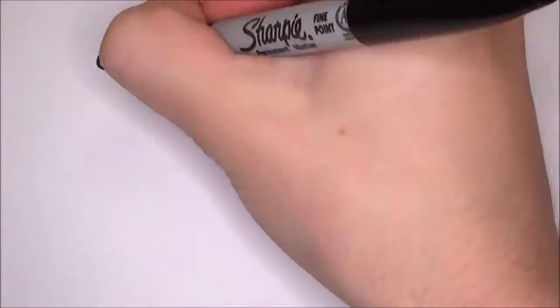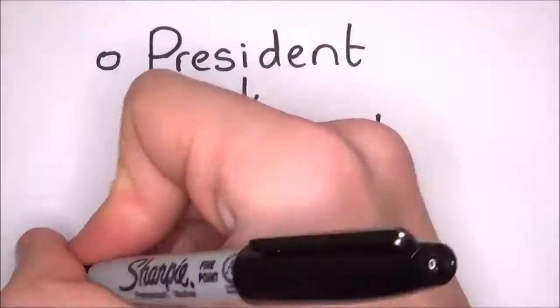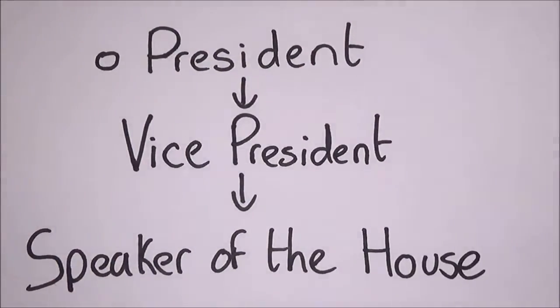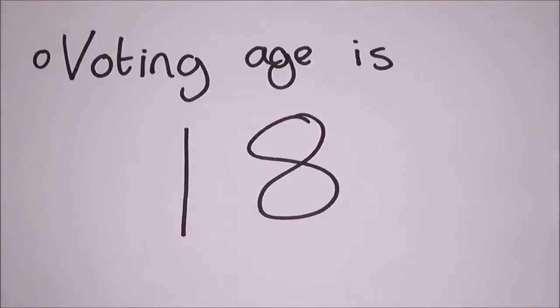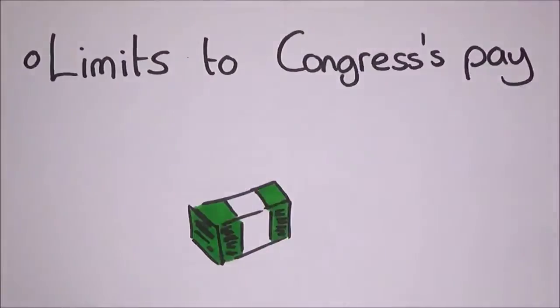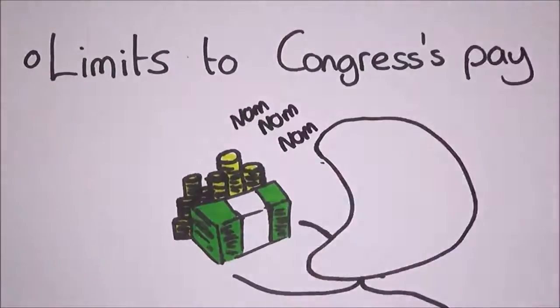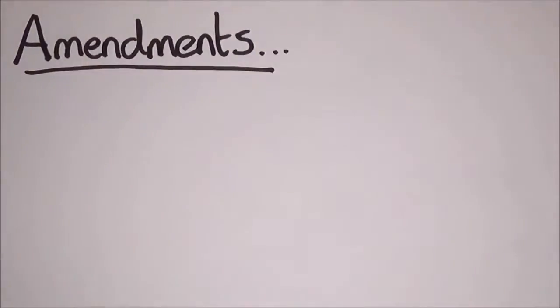If the president steps down, the VP takes his place. If the VP steps down, the Speaker of the House will take over. The voting age is lowered to 18. Congress must limit how and when they get paid. They are all the amendments.